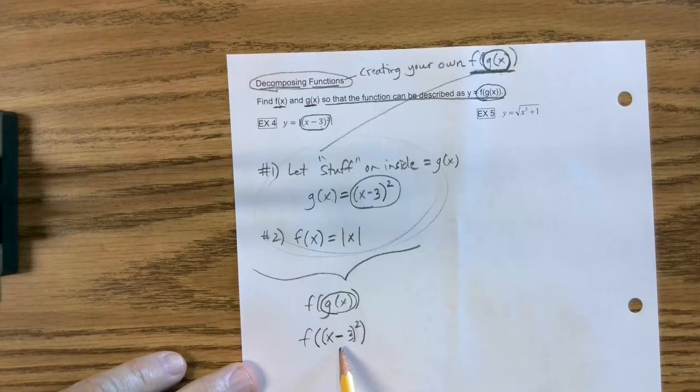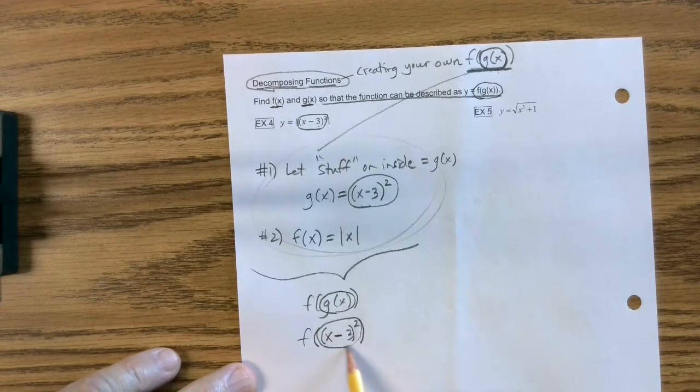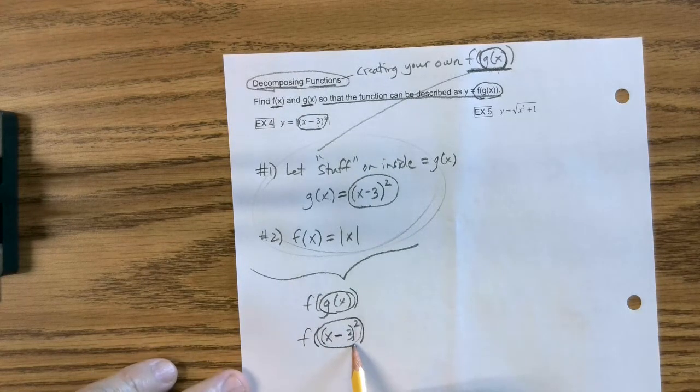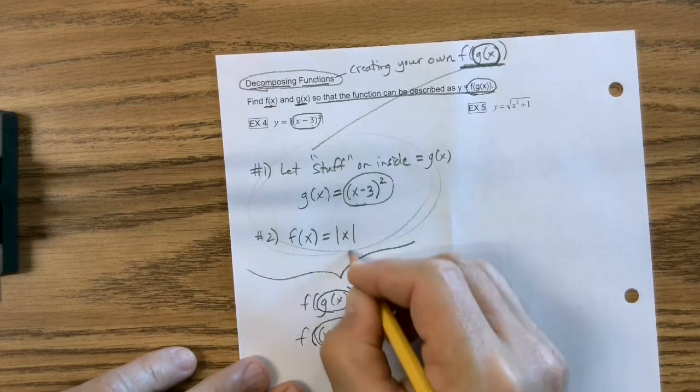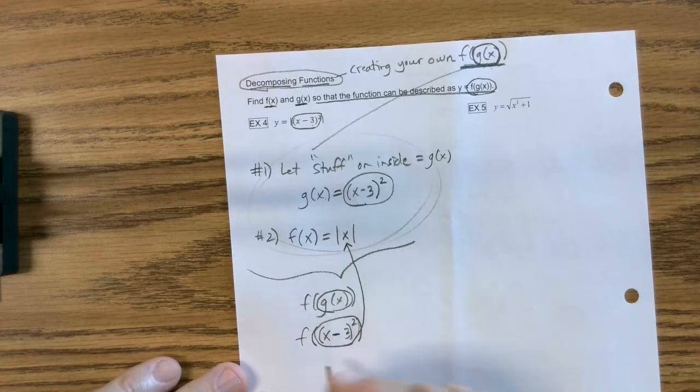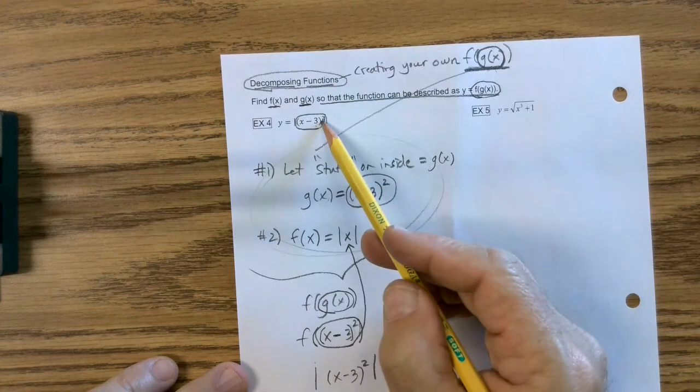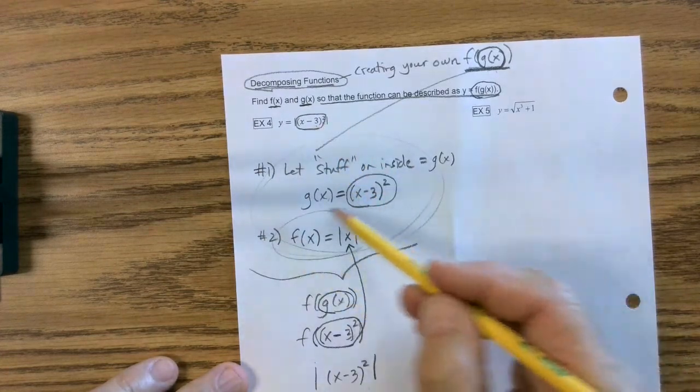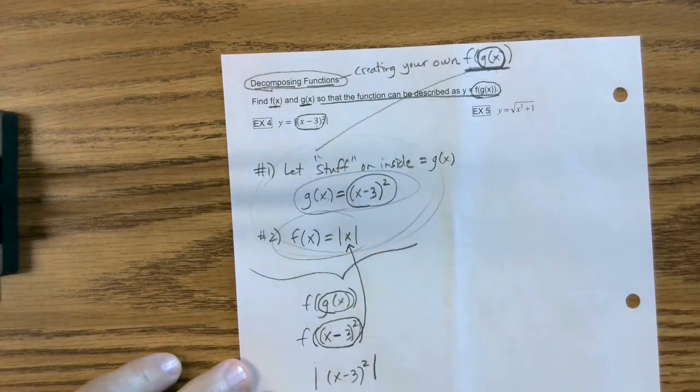Now we would put this into x wherever it showed up in the equation defined by f. So we would get the absolute value of x minus 3 squared. In other words, we got the original problem back by these assignments, essentially.